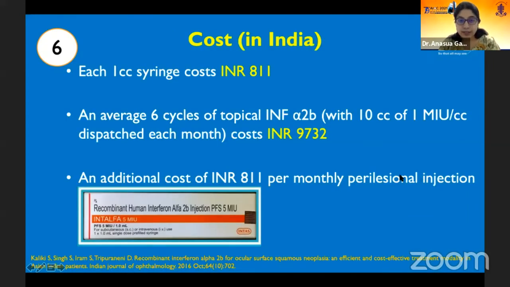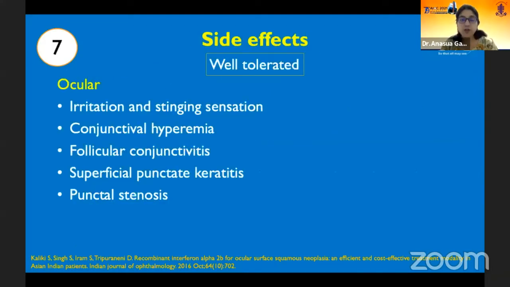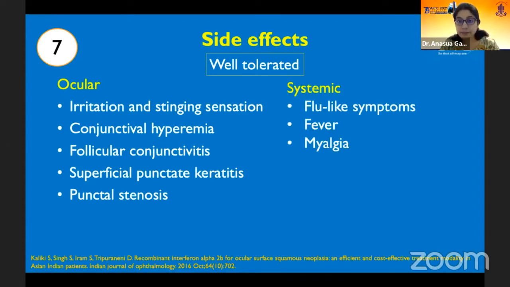So the cost is, we are very fortunate that way, it is very cheap in India compared to the West. Each syringe costs us around 800 rupees, and the average cost for 6 cycles is around 9,700. An additional cost of 800 will be there for each injection that we give. So it is very well tolerated in our patients. There can be mild side effects like irritation and stinging sensation, some conjunctival hyperemia or follicular conjunctivitis or SPKs. Systemic symptoms like flu-like symptoms, fever, myalgia can happen with injections.